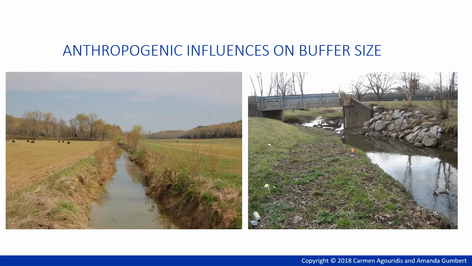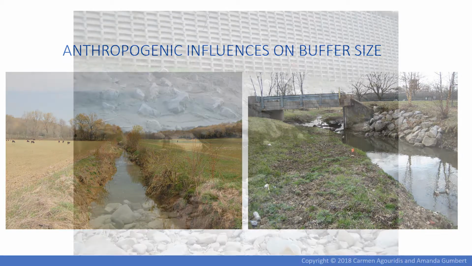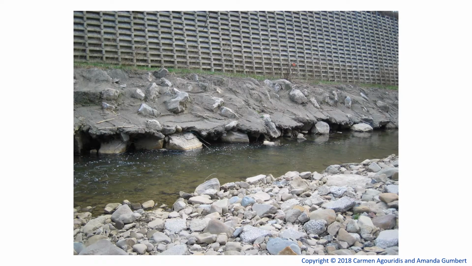As previously mentioned, the size and diversity of riparian buffers can differ markedly, one reason being anthropogenic influences. Human activities such as agriculture, as shown in the picture on the left, can reduce the size of riparian buffers. Urbanization, as seen in the photo on the right, can also hinder many of the functions of riparian buffers. In extreme cases, all vegetation can be removed from the riparian buffer, essentially removing it completely.